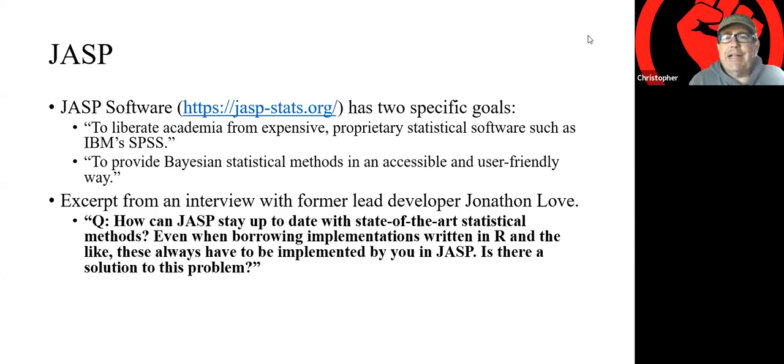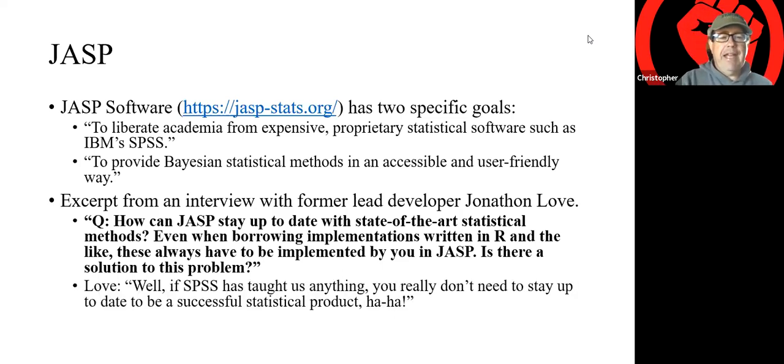Here's a nice little excerpt from an interview with their former lead developer, Jonathan Love, who is actually the author of the other program we'll talk about, Jamovi. The question in that interview was, how can JASP stay up to date with state-of-the-art statistical methods, even when borrowing implementations written in R and the like? They always have to be implemented by you in JASP. Is there a solution to this problem? And the answer was, well, if SPSS has taught us anything, you really don't need to stay up to date to be a successful statistical product. Anyway, I like his response there.